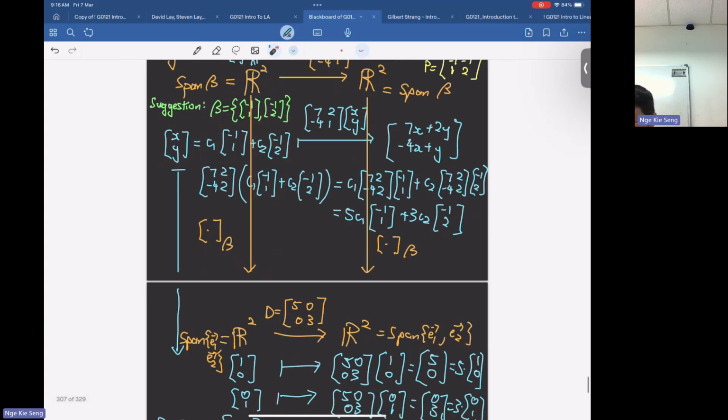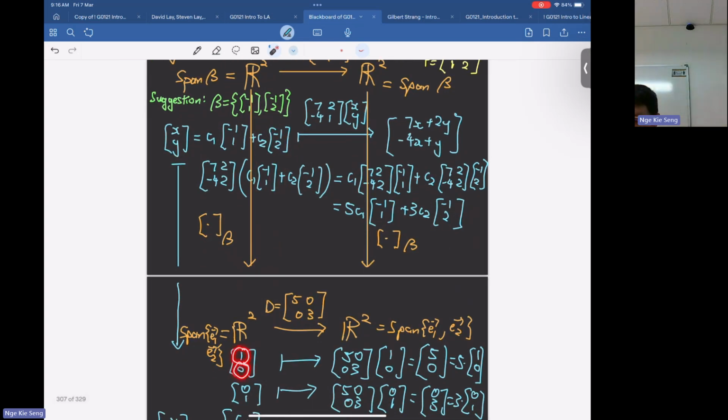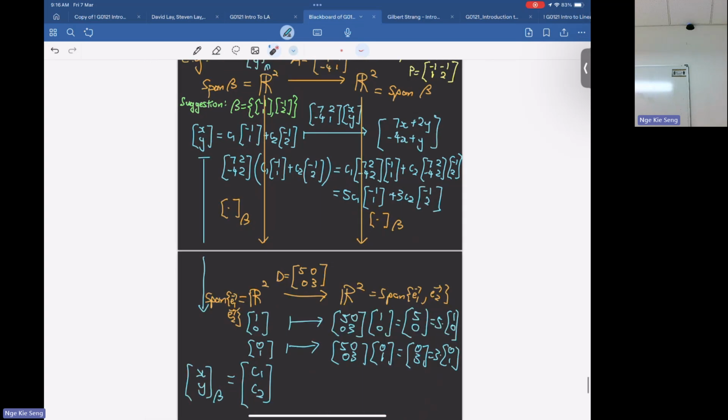Now if I fix C1 to be 1 and C2 to be 0, what's the pre-image here? C1 is 1, C2 is 0. It's negative 1, 1, which is the first basis vector here. So the first basis vector in this R2, in terms of the standard basis, corresponds to the first column in your P. The second one also corresponds to the second column in your basis. So you see what happens.